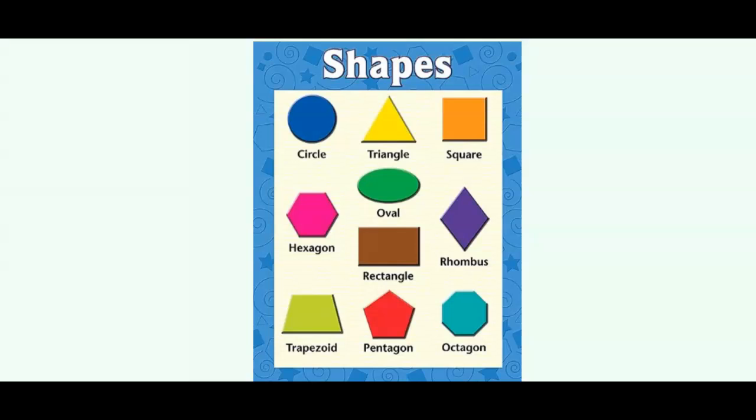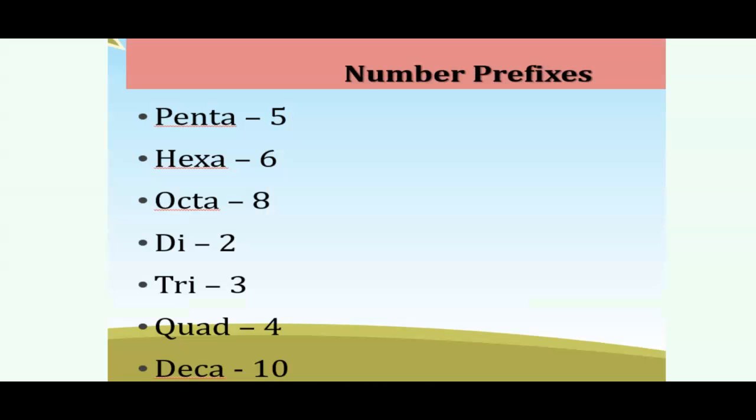We learned the names of some familiar shapes and some new shapes. We learned that the prefixes of those shape names tell us how many sides that shape has. And today's shape was the hexagon with 6 sides and 6 angles.